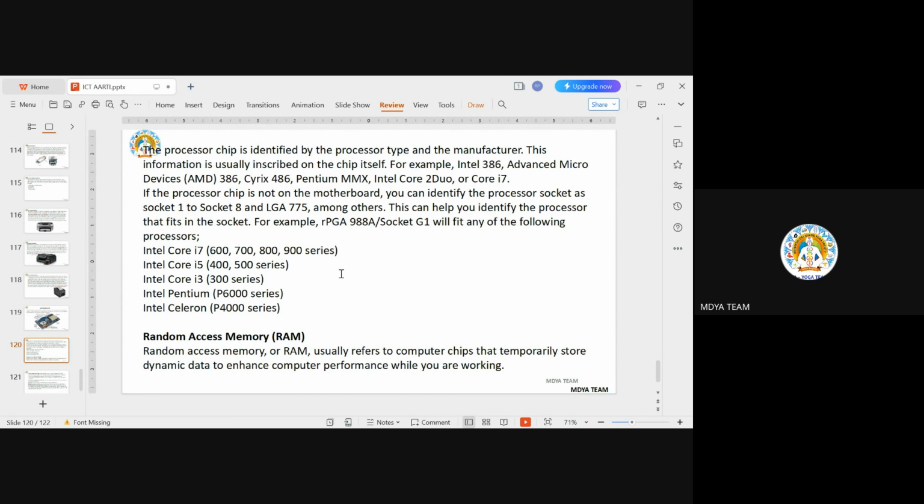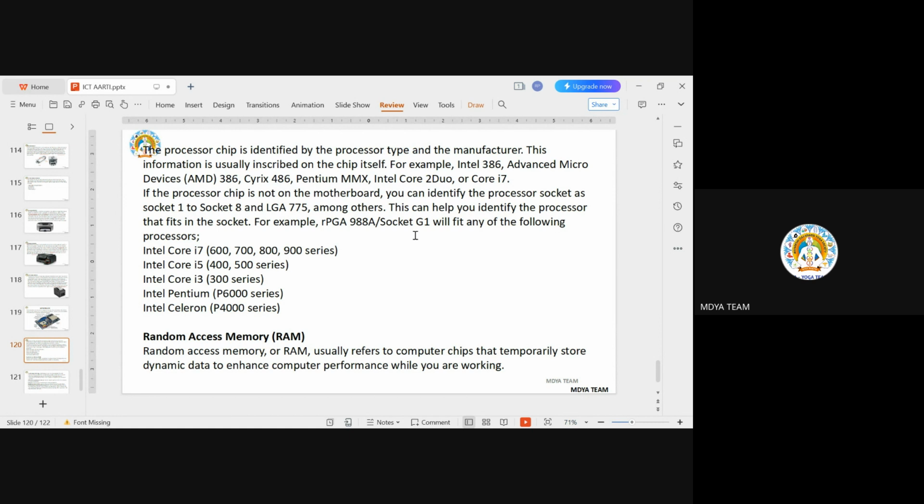Other microprocessors you can't fix on that socket. With socket G1, you can attach Intel Core i7, Intel Core i5, and there are also series regarding i7, i5, i3, Intel Pentium, Intel Celeron. These series you can connect to only this socket. If the socket is different, your processors will be different. So this is about the processor.